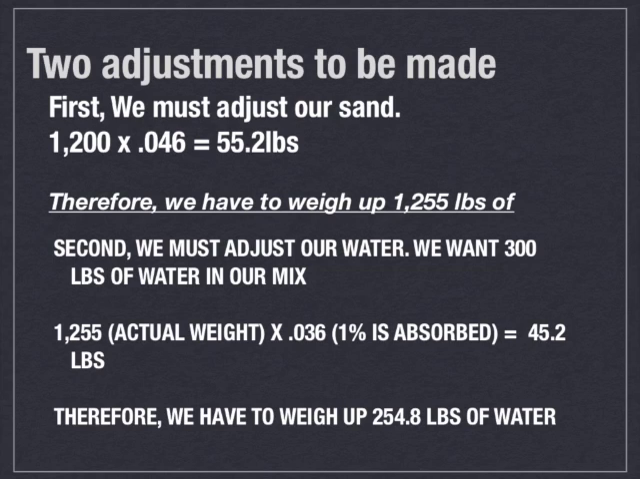1,255 pounds of sand, and we want to figure out how much moisture is on the sand. Well, that is 3.6% because the other 1% is actually absorbed. So we take the 1,255 pounds of sand times 0.036, the moisture that is on the sand, and that gives us 45.2 pounds of water on the sand. So therefore that has to be deducted from our 300 pounds of water that we want in the mix. So therefore we're going to weigh up 254.8 pounds of water.